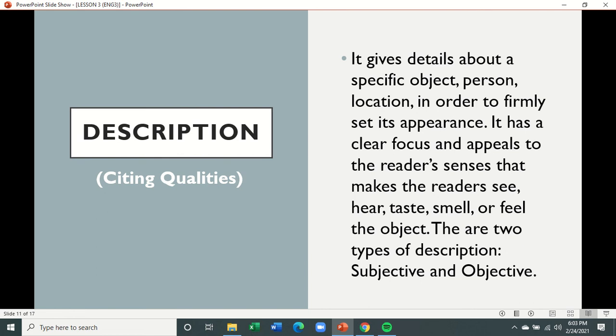So in this case, when we say description, the words that you will be using should appeal to the five senses. How does it look like? It looks big, it looks small, it looks beautiful. So in this case, you are appealing to the sense of sight. How does it smell like? It smells fragrant. It smells like a perfume. It smells like a bubble gum. So in that case, you are appealing to the sense of smell.